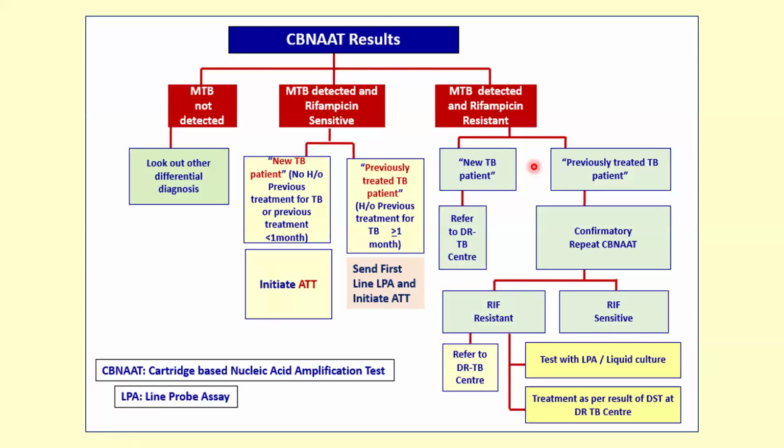If MTB detected rifampicin resistant, new patient, refer to drug resistant TB center, or if previously treated, then confirmed by repeat CBNAAT. And if rifampicin sensitive, again, you can start ATT, but anyhow, you have to send for LPA, liquid culture and DRTB center. Based on the drug sensitivity testing, the treatment will be modified based on the sensitivity pattern.